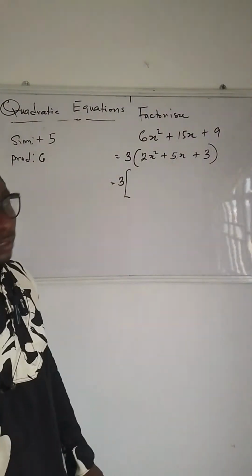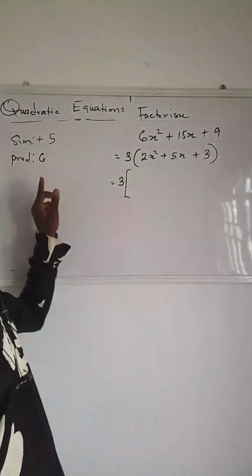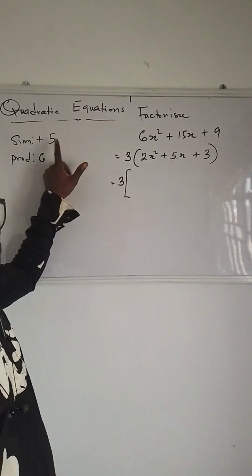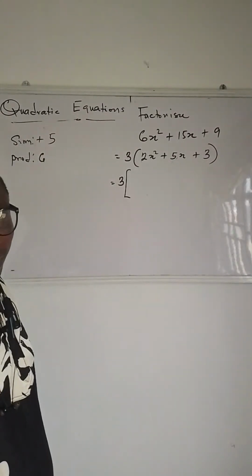And now it's straightforward. Now, two numbers such that when you multiply together, you have 6, and when you add together, you have 5. The two numbers are 2 and 3. I think that one is straightforward.